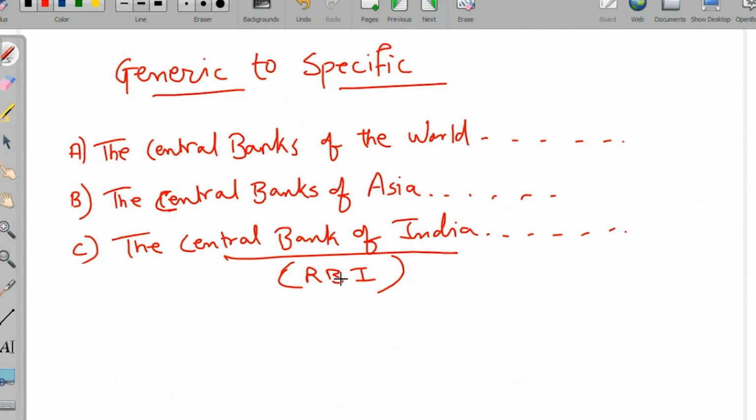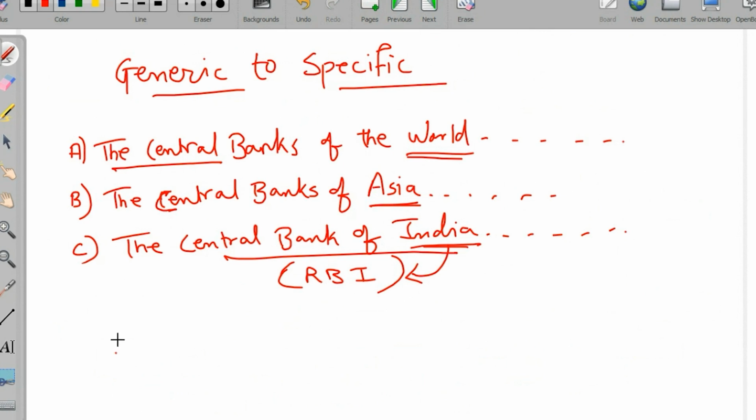Okay, now let's see. Statement A is talking about all the central banks of the world. B is talking about all the central banks of Asia. And the last statement, C, is talking about the Central Bank of India, that is RBI.